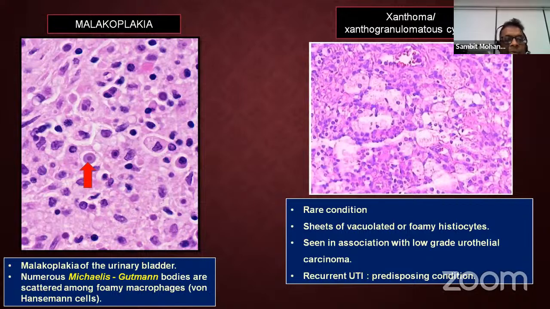Then this is malacoplakia. So what is this structure in malacoplakia? You see these histiocytes, which are basically having pink to partially vacuolated cytoplasm, a lot of plasma cells, and some mitosis. So what are these structures?